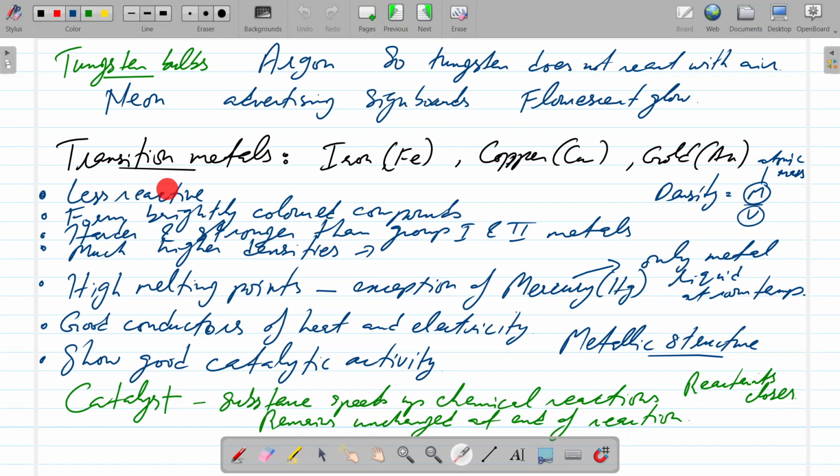They are less reactive compared to group 1 and group 2. They form brightly colored compounds. They are harder and stronger than group 1 and 2 metals, and they've got much higher densities. We know density is mass per unit volume, so they've got greater mass and lesser volume. So they have higher densities.